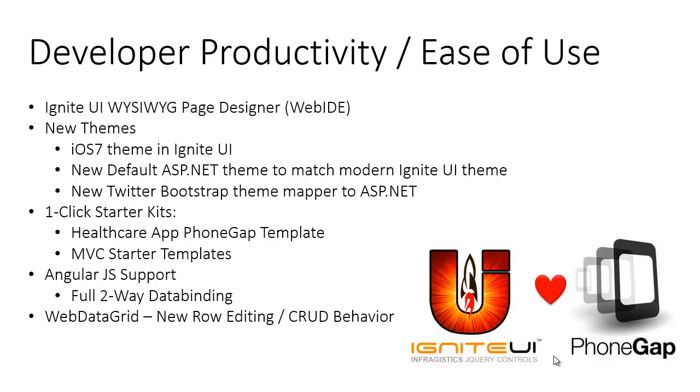We've got new themes. I mentioned iOS 7 earlier. We've got a new default ASP.NET theme that matches IgniteUI. And another cool feature that is sort of in a preview is our new Twitter Bootstrap theme mapper to ASP.NET. So there's tons of Bootstrap themes out there, hundreds or maybe thousands, I don't know, but they're everywhere. I want to use one of those themes in my ASP.NET project, or I want to use it on my HTML jQuery project. So what we're doing is we've actually built a tool that maps Twitter Bootstrap themes to ASP.NET. And that's going to evolve over the remainder of this year to map to ASP.NET and IgniteUI. So that means the sky's the limit on themes.